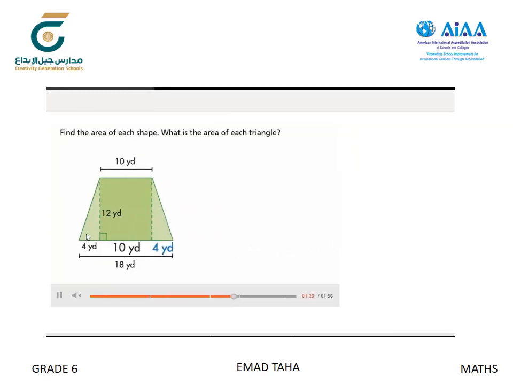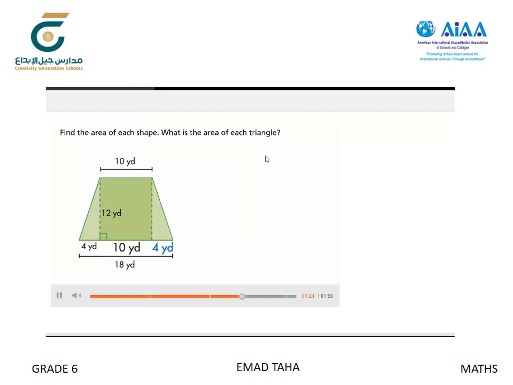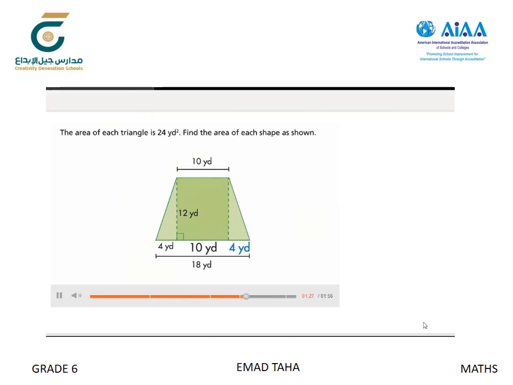Find the area of each shape. What is the area of each triangle? Select your answer. The area of a triangle equals half times base times height, so half times 4 times 12. Half times 4 equals, yes, 2. 2 times 12 equals 24, so the answer is 24. The area of each triangle is 24 square yards.